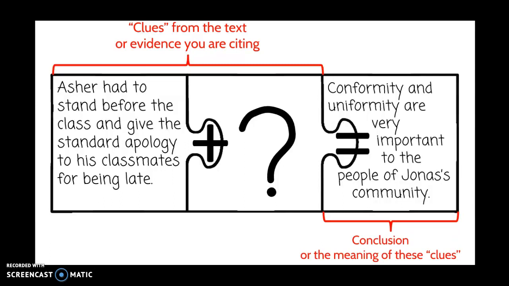In the flashback, we see that the teacher takes Asher's language error very, very seriously. The teacher takes the language error so seriously that the teacher stops the prescribed lesson to go over what it was that Asher had said and what he should have said. This supports the idea that conformity and following rules and uniformity and doing things the same way are very important to the people of Jonas's community.